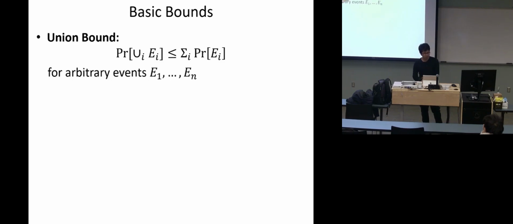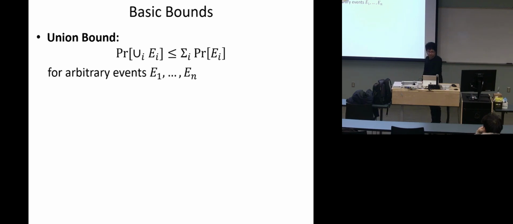And we're gonna need a basic bound like the union bound, which says that suppose you have events E1 up to En, the probability of the union of the Ei, so like the union that some of the events happen, is at most the sum of the probability of each event.